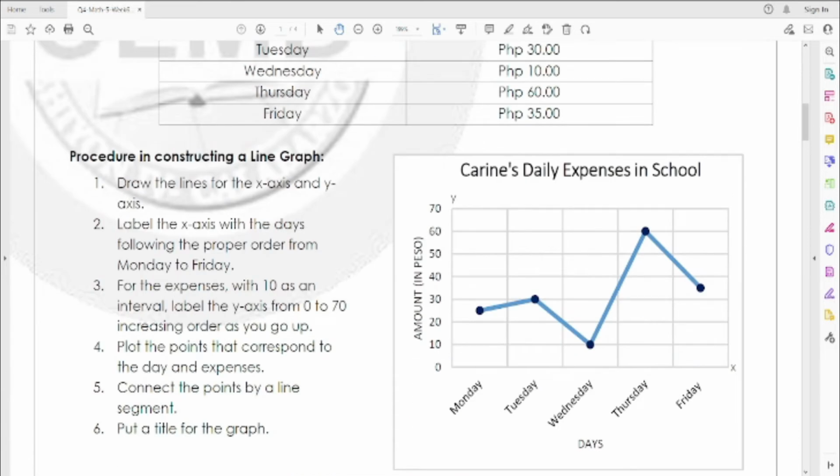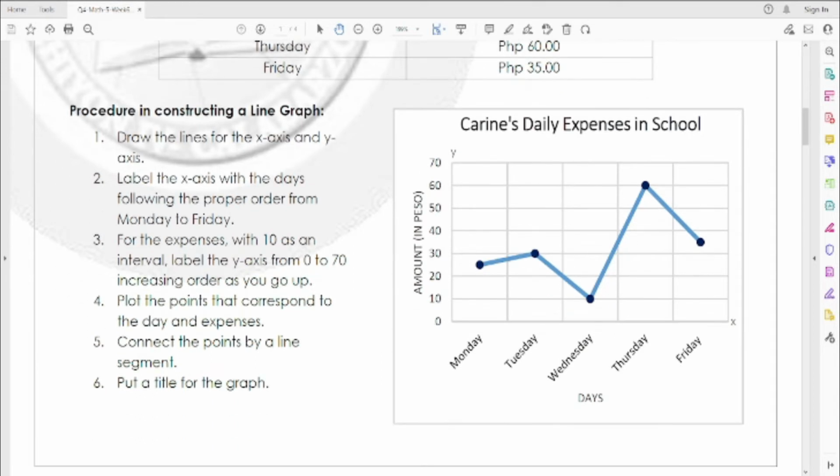Procedure in constructing a line graph. First, draw the lines for the x-axis and y-axis. So here is the y-axis, and going to the right, horizontal, the x-axis. Label the x-axis with the days following the proper order from Monday to Friday. So on the x-axis, we will put the names of the days: Monday, Tuesday, Wednesday, Thursday, and Friday.